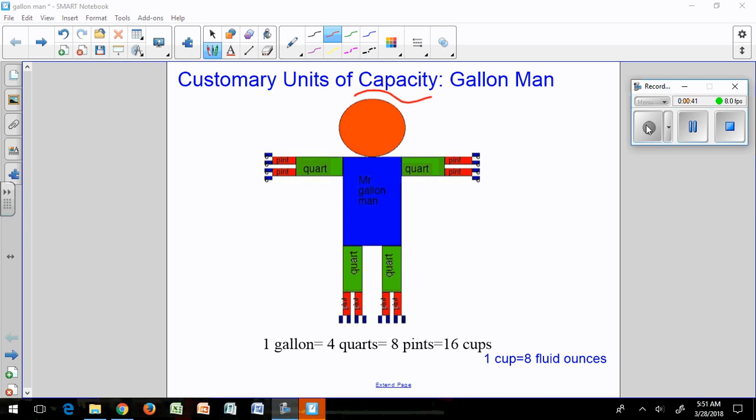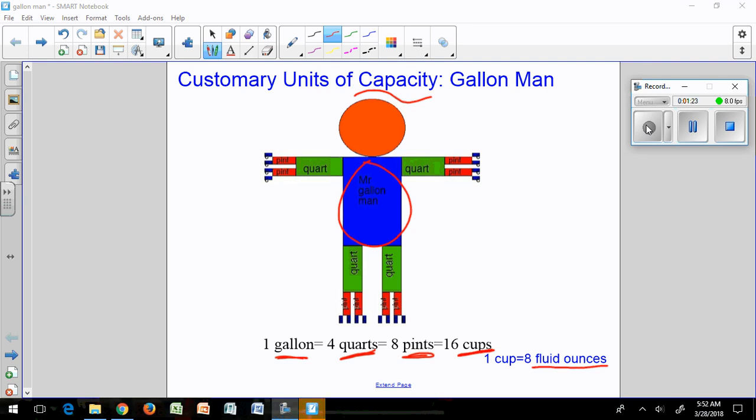Okay? We could put volume using these units. For example, we have a gallon. Like if I got a gallon of milk. A gallon is a unit of capacity. There's 1 gallon of milk in that container. And the other units that we have are gallons, quarts, pints, cups, and fluid ounces. And one way that we can remember these conversions is by using gallon man.